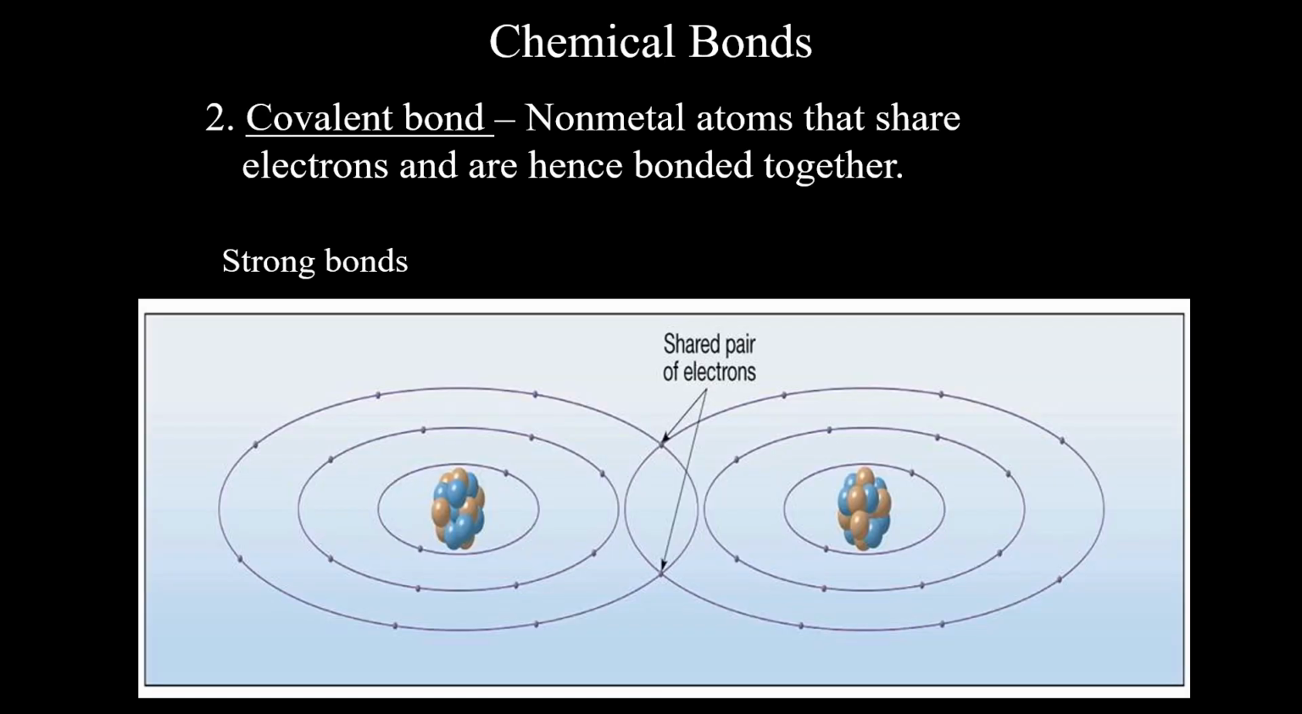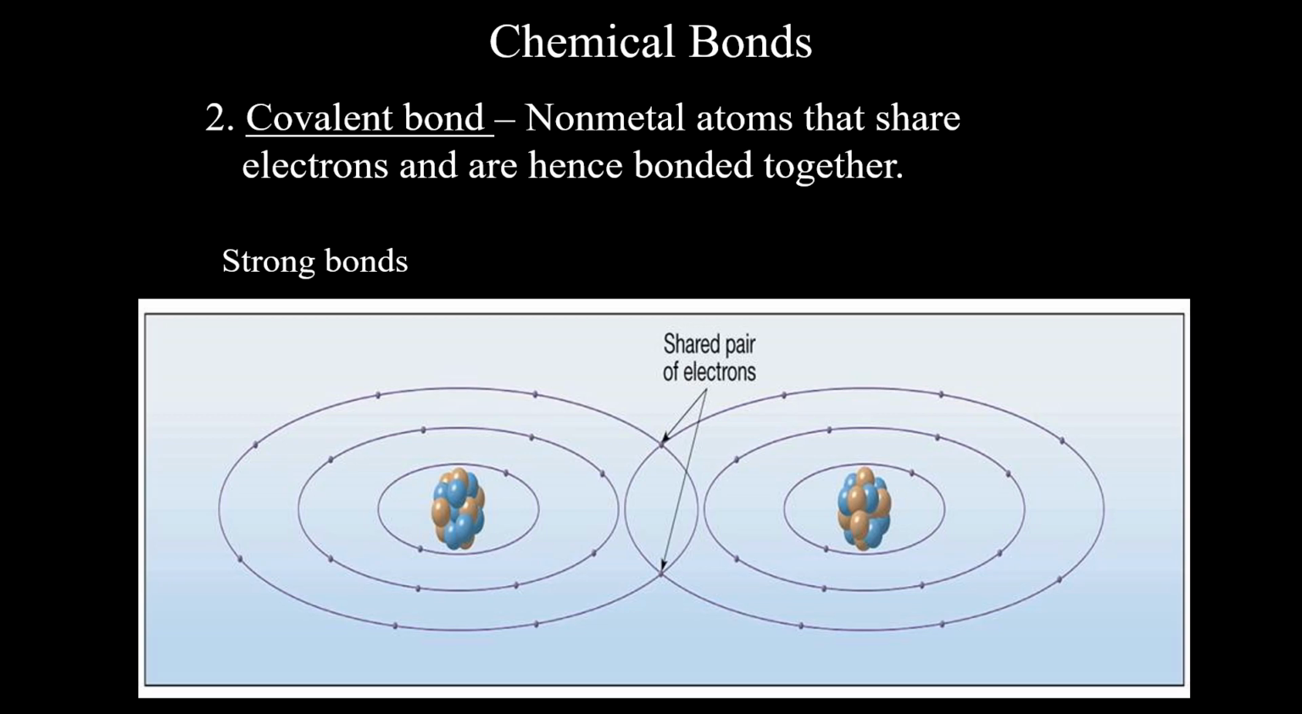The second type of bonding is not donating or accepting electrons and then gaining charge. It's actually sharing electrons. And so here is an example of two atoms, and notice that they are sharing their electrons. There's a pair of electrons that used to be doing an orbit around the nucleus. You can think of them doing a figure 8 around both nuclei. And it's this covalent bonding that is very strong.